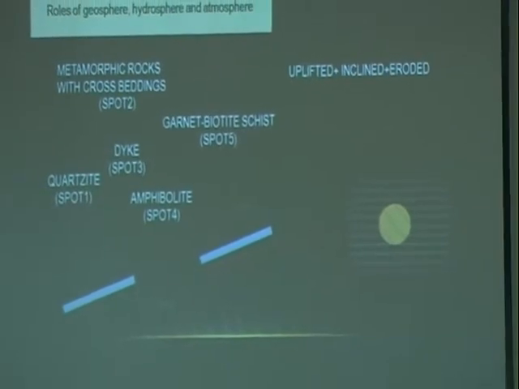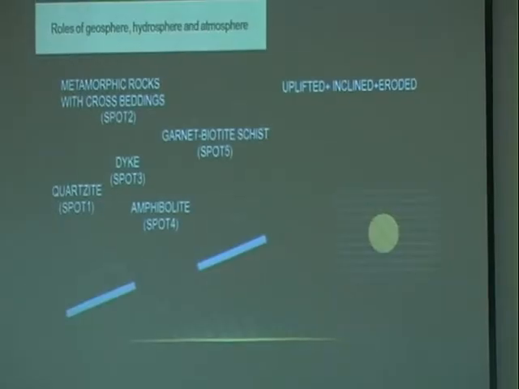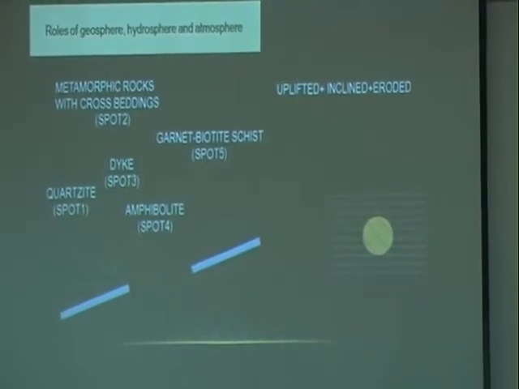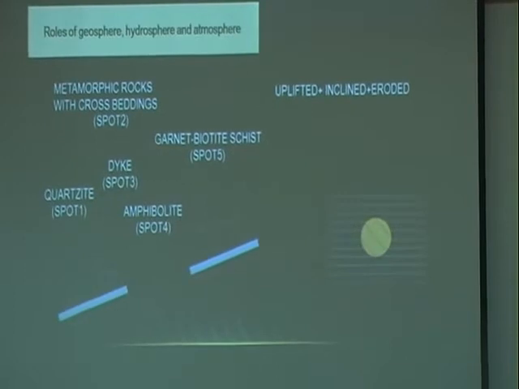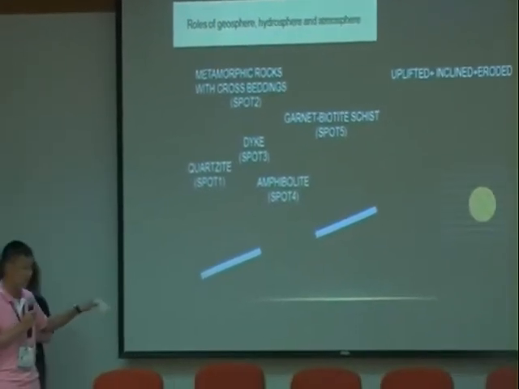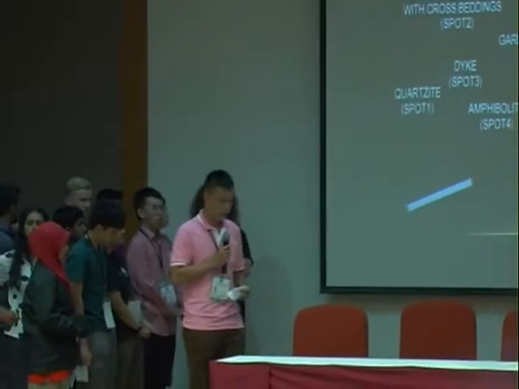So this slide is illustrating the cross section that we have made by ourselves. We can see the bedding planes as we have made them as lines, and also you can see the dike intrusion as the rectangular block that we have made. And also the most important thing here is actually the roles of geosphere, hydrosphere, and atmosphere. So let's take a look at the three main points.